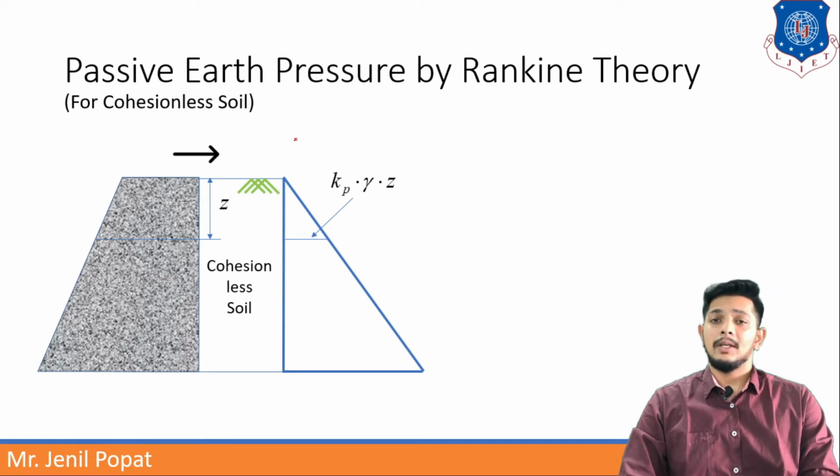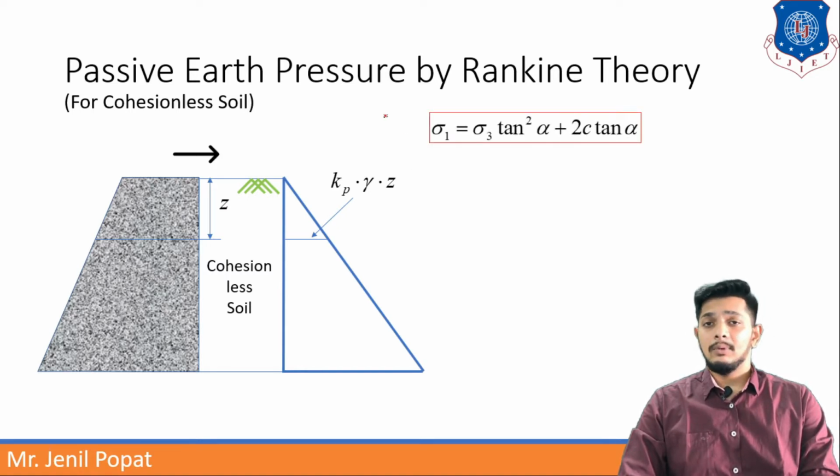Now, in the passive pressure case, the retaining wall moves towards the backfill, right? So it will be the case like this, and at any depth z, it will be Kp into gamma into z, which will be my Pp. Here, the basic equation will be the same: sigma 1 is equal to sigma 3 tan square alpha plus 2c tan alpha, where sigma 1 is the major principal stress and sigma 3 is the minor principal stress. From shear stress distribution and shear strength of soil, we can say this.